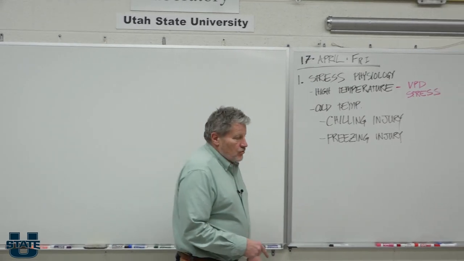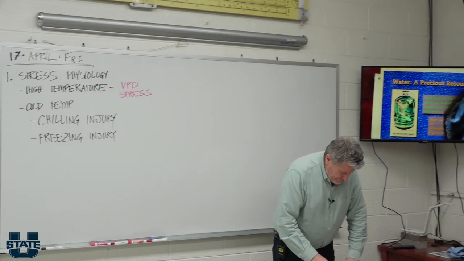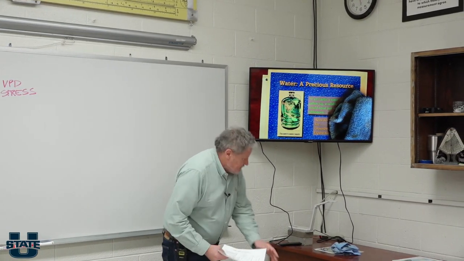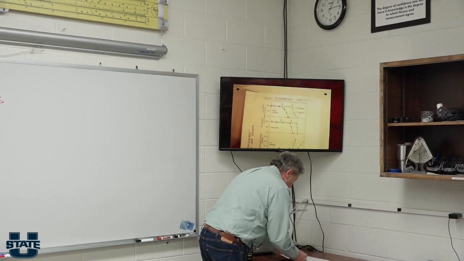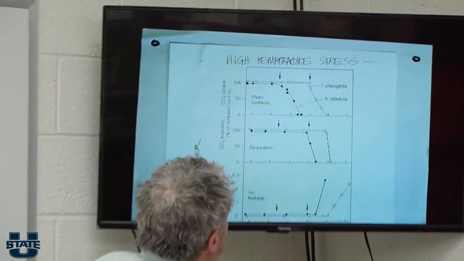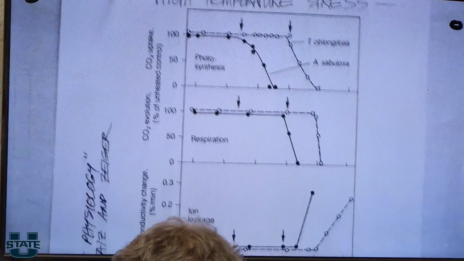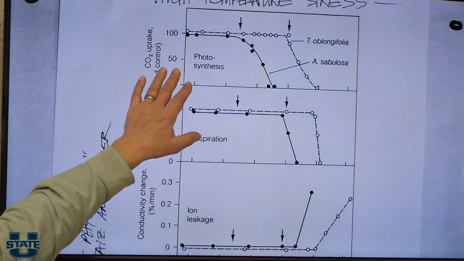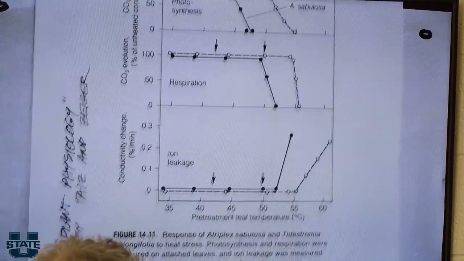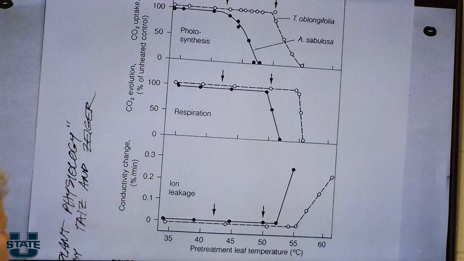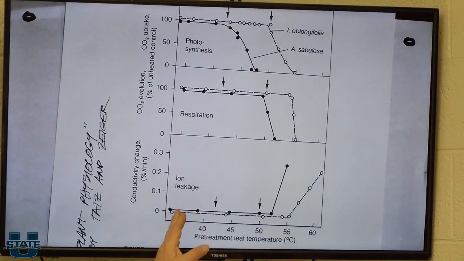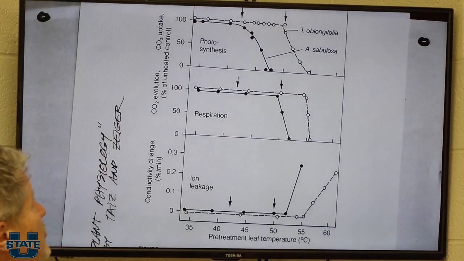Let me show you a graph of high temperature stress. I guess we could zoom in just a bit. The details aren't that critical, and I could draw them on the board. I need to get down here where you can see the x-axis. So this starts at 35 Celsius, which is 95 Fahrenheit, and that's where this graph starts. And then it goes to 40, which is 104 Fahrenheit, and on up, super hot temperatures.